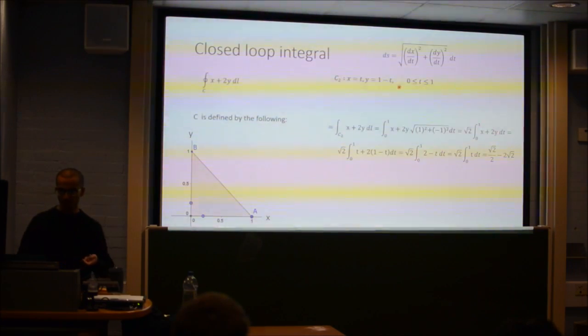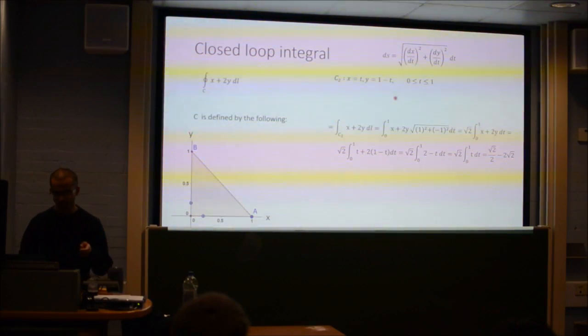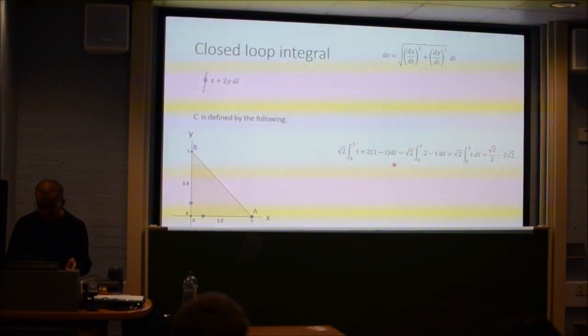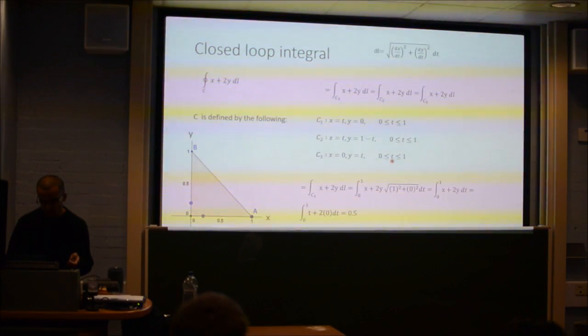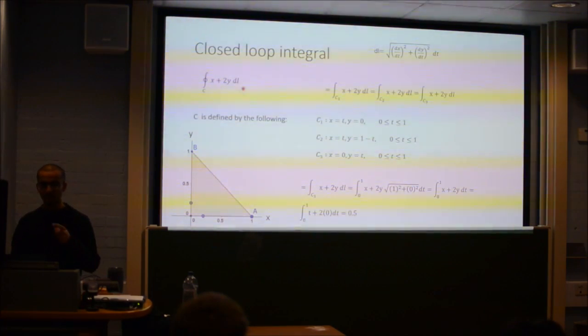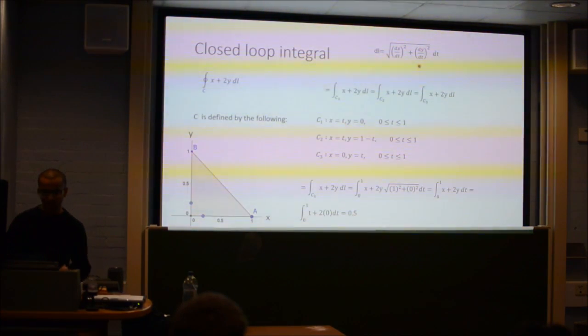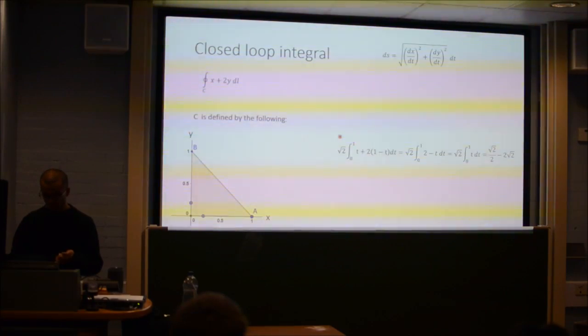you then just substitute these things into the equation. One thing I forgot to mention: to convert between dl and dt, we have to use this little definition that we had over here. If you take the derivative of x with respect to t, you just get 1, and the derivative of y with respect to t is just 0. So in this case, dl is actually equal to dt for C1.